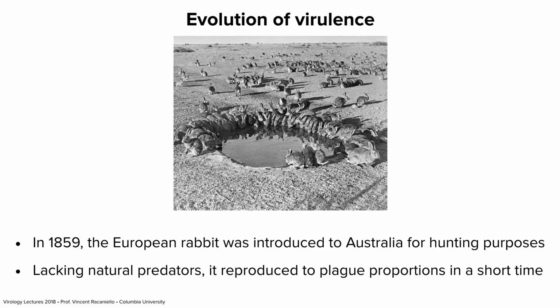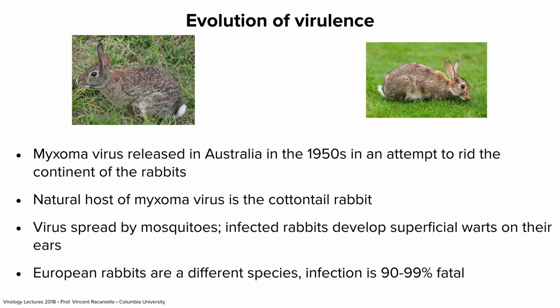And this is an experiment done in Australia. In Australia in 1859, they brought a rabbit in from Europe because they wanted to hunt rabbits, and they didn't have any in Australia. So they brought them in, and there were no predators of these rabbits, so they replicated like crazy, and there were tons of them. And so then they said, we have too many rabbits, we have to get rid of them, so they introduced a virus to kill them. And this is myxoma virus. It was released in the 50s to get rid of the rabbits.